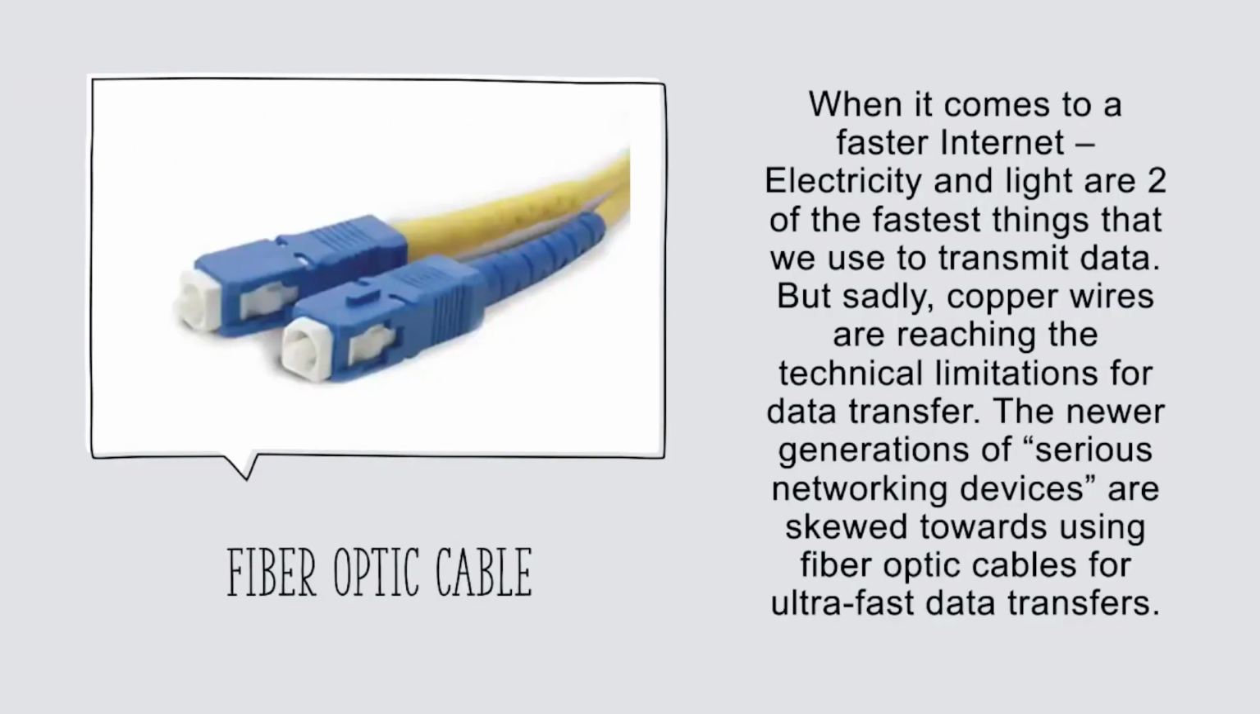Optical fiber cable. When it comes to faster internet, electricity and light are two of the fastest things that we can use to transmit data. But sadly, copper wires are reaching the technical limitations for data transfer. The newer generations of serious networking devices are skewed towards using fiber optic cables for ultra-fast data transfers.